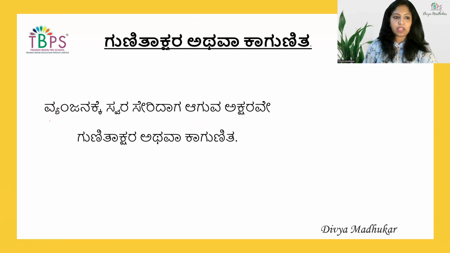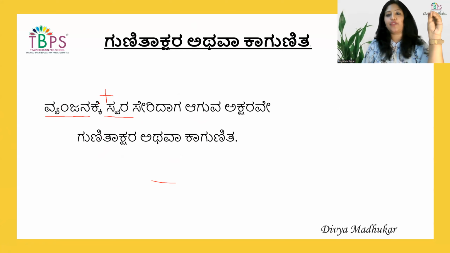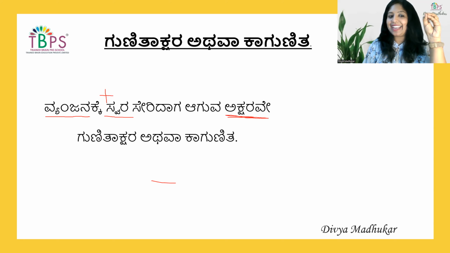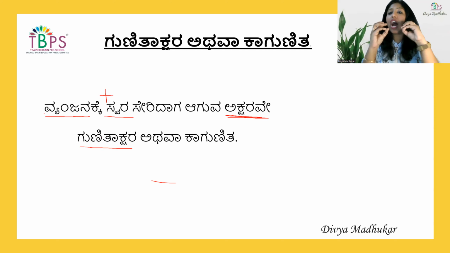Now what is vyanjana? Vyanjana is a consonant. For any consonant, if you add a vowel, a swara, you get a particular letter. We call that letter a Gunithakshara. Is it very clear? Take any consonant, add a swara to it. Whatever letter you get, that letter is your Gunithakshara. We can also call it Kagunita. So let's see some examples.